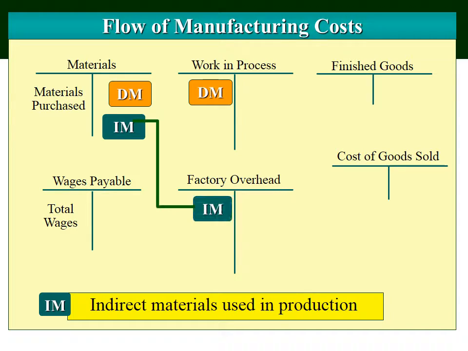Okay, indirect materials. Notice that indirect materials are those that it's not convenient or economical to trace. So yes, they're materials and they're stored in the materials warehouse, but they go to the factory overhead accounts so that we can apply them using a predetermined overhead rate later.